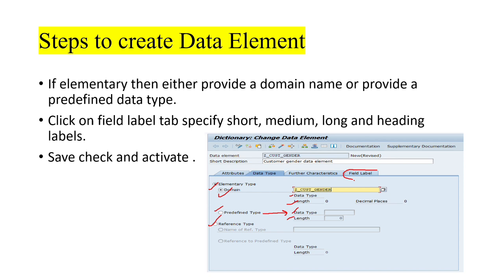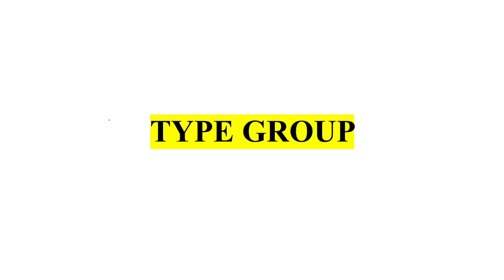Here we have the field label. After going to the field label, we need to specify the short, medium, long, and heading labels, and then click on the save button, and then save, check, and activate all the settings, and our data element will get created. In the next lecture, we are going to see about type group.